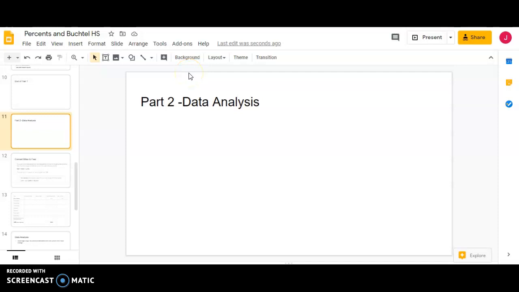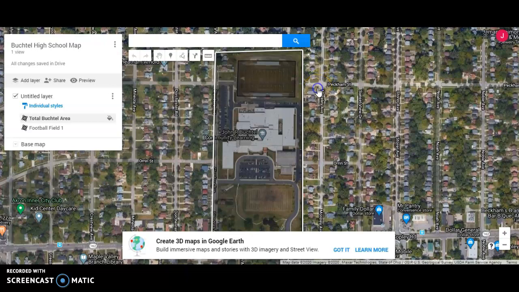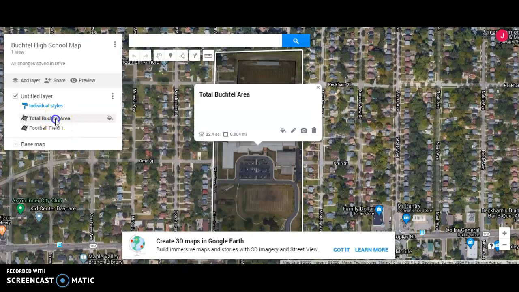And here's a video for part 2 of the project. This is where we're going to analyze our data, also known as data analysis. So if I'm going to move over to my Buchtel area, in the previous section, I showed you how to do the total area and the football field. And as I hover over it, you can see where the lines change. So I'm just going to show you what the data I want you to use.